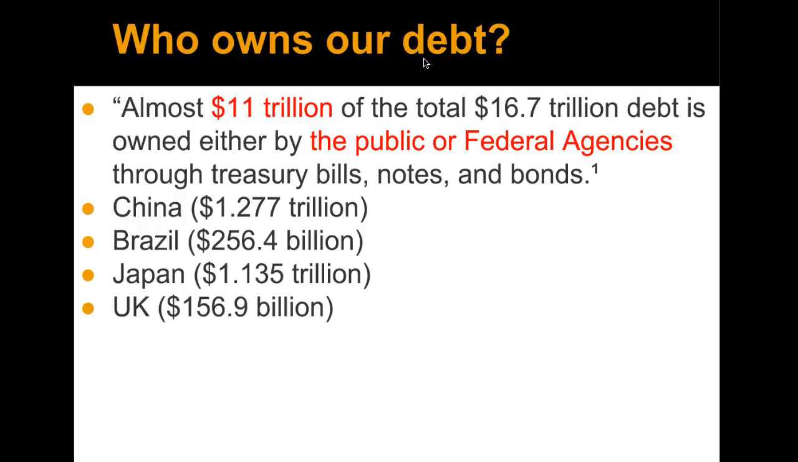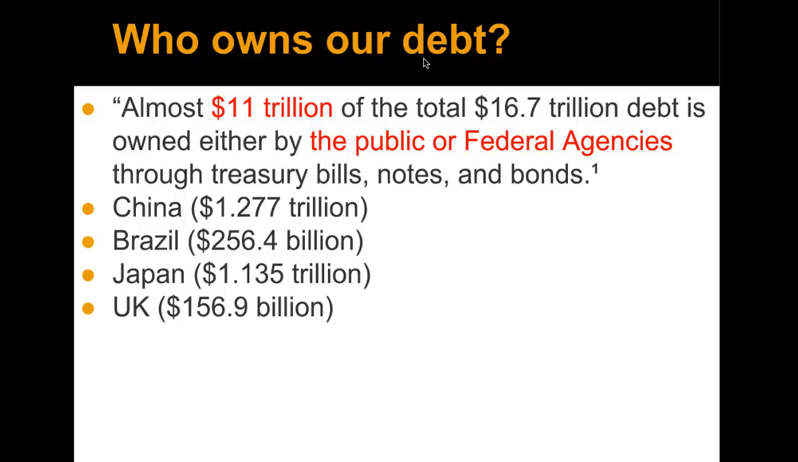Talk a little bit about who owns the debt. I told you guys already that a good portion, this is a little out of date now, is about 12 trillion owned by us, out of 17 trillion national debt. About 11 trillion of that is owned by public or federal agencies or private citizens in the form of treasury bills, notes, and bonds. I explained briefly to you what bonds are. We'll get way more into that in the next unit, so I'm not going to bother right now.